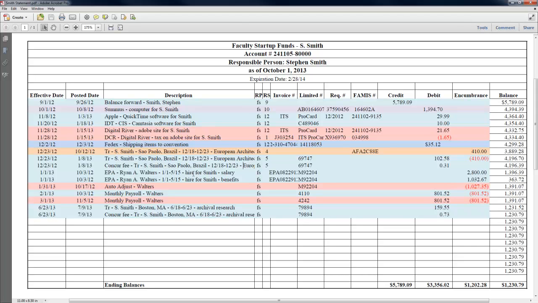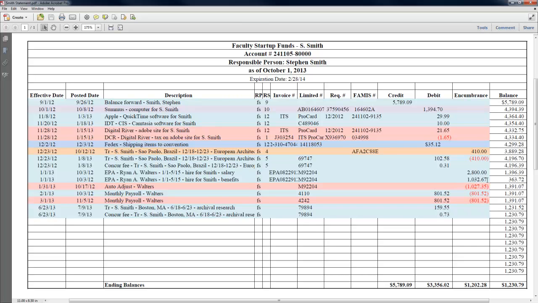So here's where we put Ryan on payroll, and payroll estimated that it was going to cost $2,800 to pay his salary for that time period, and $1,032.67 for his benefits for that time period. Now, sometimes you'll see a line like this that says auto adjust, and that's just something that payroll does automatically that adjusts the amount of the encumbrance. That happens fairly frequently with benefits, sometimes depending on the insurance plan that the person picked, or the number of days in the month, or just various factors.